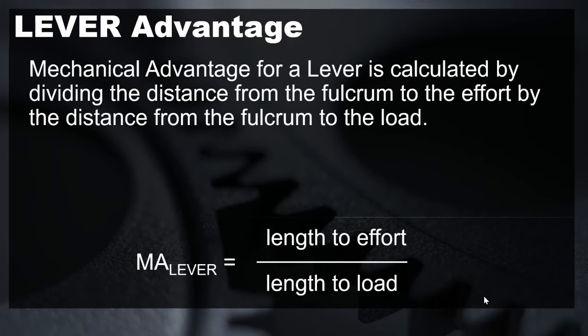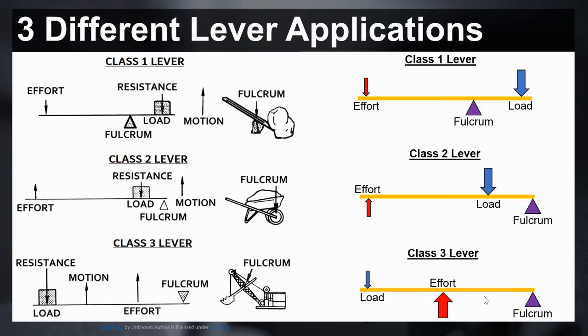Again, the mechanical advantage of a lever is equal to the length to effort divided by the length to the load. In this graphic, you can see 3 different classifications of the lever. In a class 1 lever, the fulcrum is at the middle and the load and the efforts are at each end. As you can see, the fulcrum is closer to the load than it is to the effort. As a result, it requires very little effort to overcome a large load.